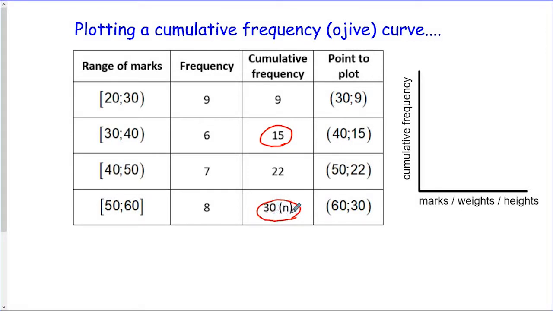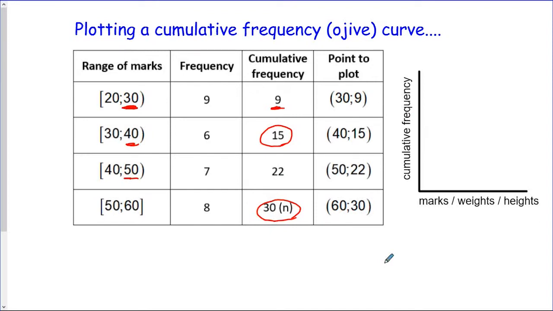When we plot the cumulative frequency curve, we use the right-hand end of the interval and our cumulative frequency as the point to plot. So you'll notice we plot 39, and then we plot 40, 15, 50, 22.